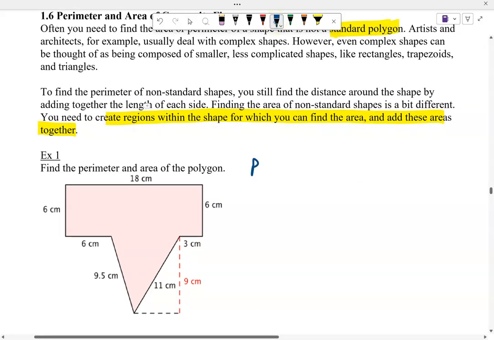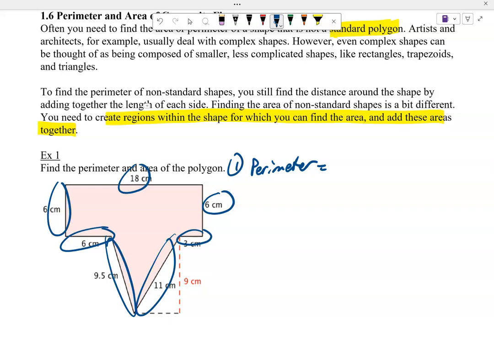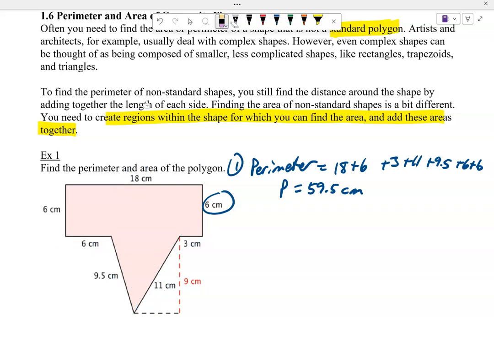So perimeter, we're just going to add up all the sides, right? So I got 18 plus 6 plus 3 plus the 11 plus the 9.5 plus 6 plus 6. All right, so we add up all the sides: 18 plus 6 plus 3 plus 11 plus 9.5 plus 6 plus 6. So our perimeter ends up being 59.5 centimeters on this, okay? So that's the perimeter around this composite figure.